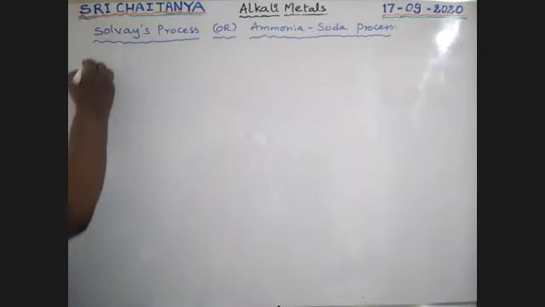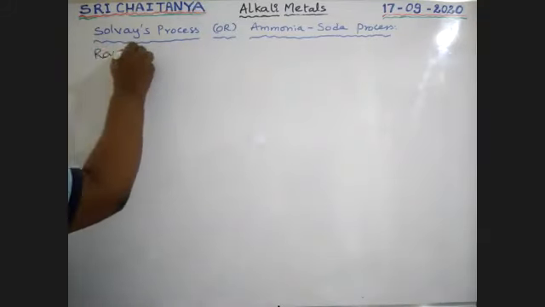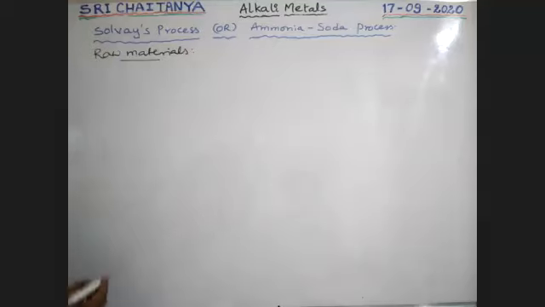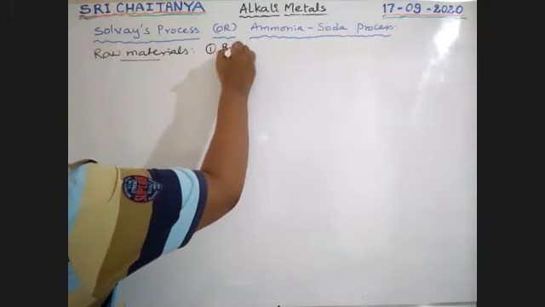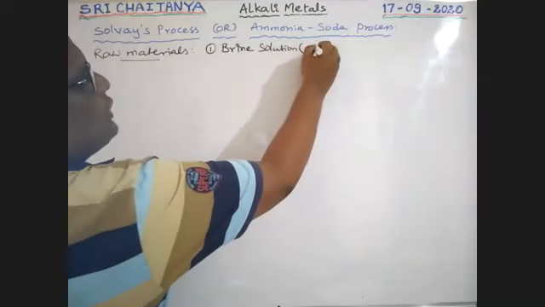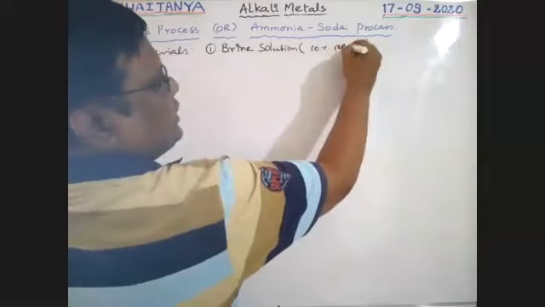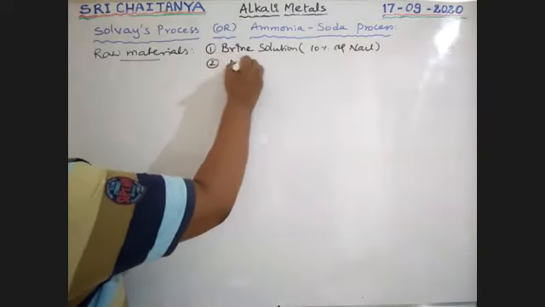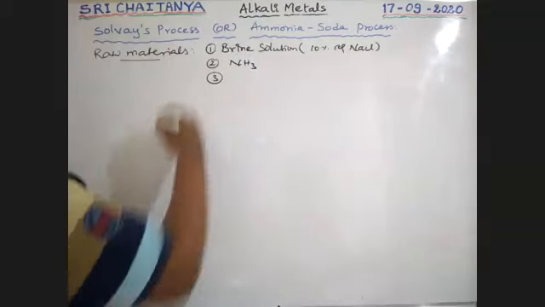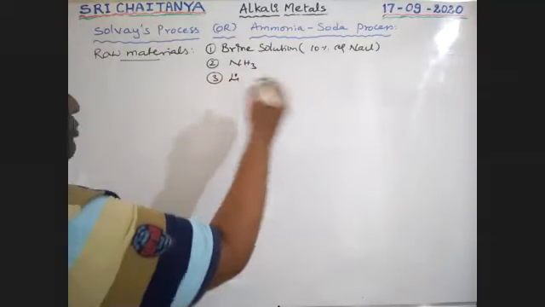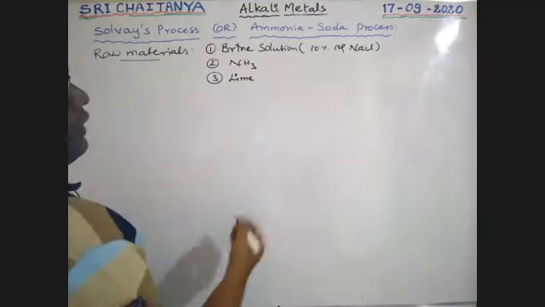Now, what are the raw materials for this process? One is brine solution. What is that brine solution? That is a 10% aqueous NaCl solution. 10% aqueous NaCl, that is brine solution. Second one is ammonia. Third one is limestone, commonly used and frequently available in our AP and Telangana.